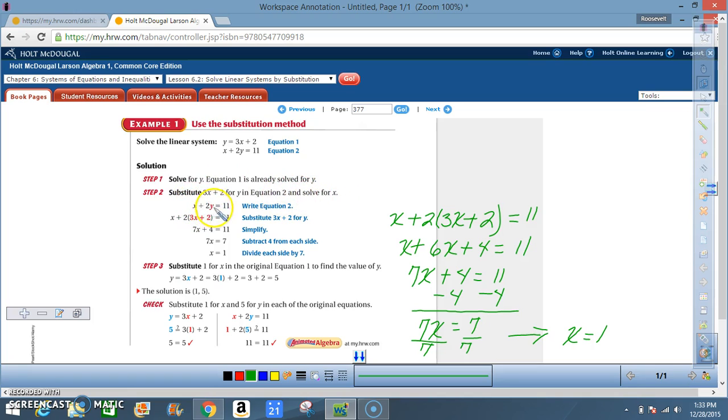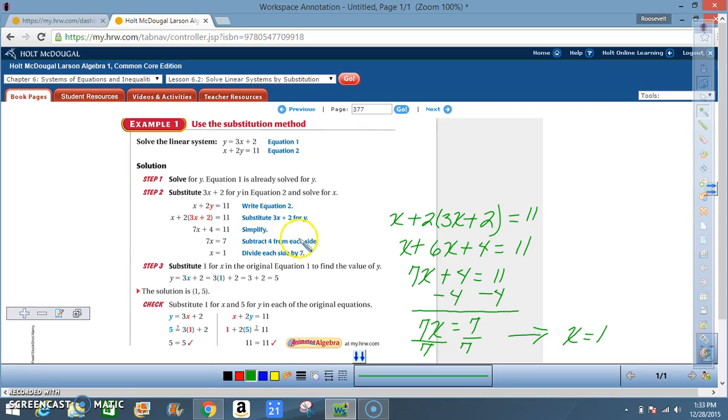x + 2y = 11. That's your equation 2. x + 2 times y. What was y equal to? y was equal to 3x + 2. So in place of that y, we're going to put 3x + 2. And that's equal to 11. Now after doing so, we're going to solve for x. First we simplify. When we do that, we end up with 7x + 4 = 11.